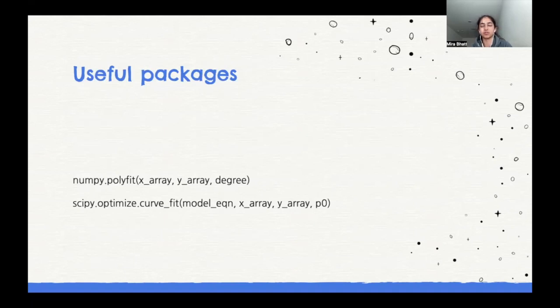SciPy.optimize.curve_fit is the one we're going to be using more extensively in this class. That's because it's a lot more general. You can fit any equation that's not necessarily a polynomial, which can be really useful. This one takes 4 arguments, and we're going to go through what each of those are in a little more detail in a second.